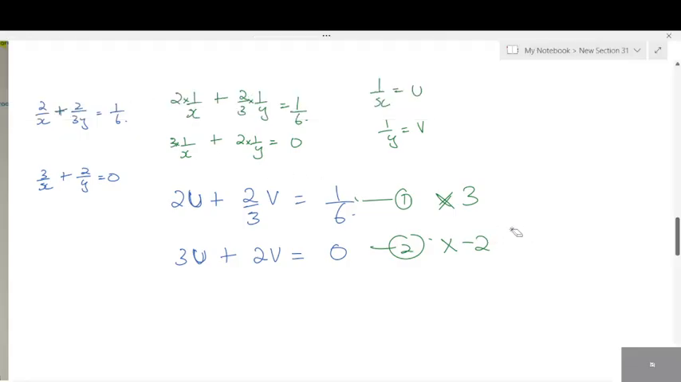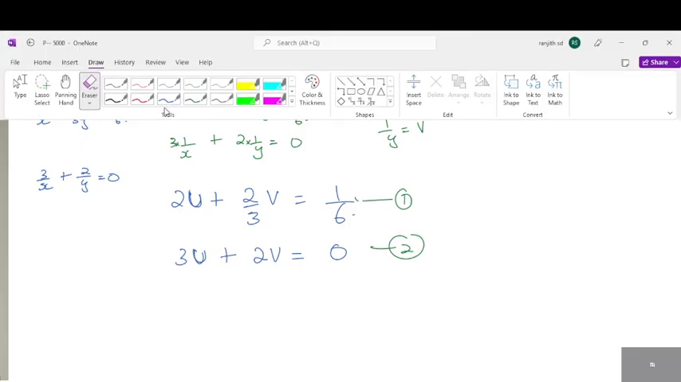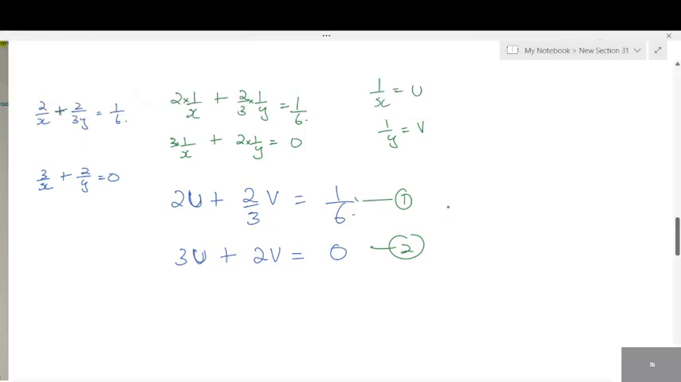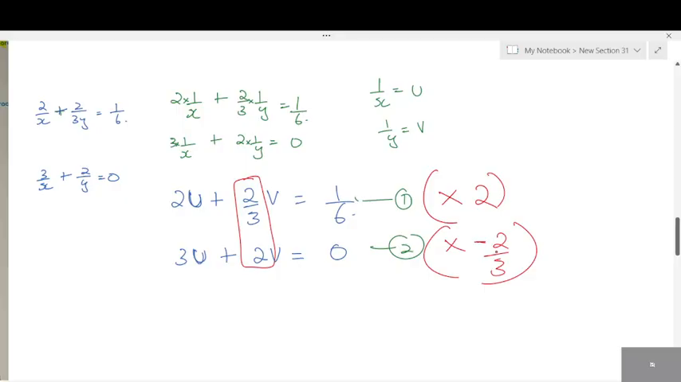U or v? U. Now, let us try v. U is very easy. We know how to eliminate u. We'll try v. Let us eliminate v. Now, can you all tell me what should I multiply? First equation into 2. Second equation, that coefficient into minus 2 by. Try this, multiply, it's simple here.